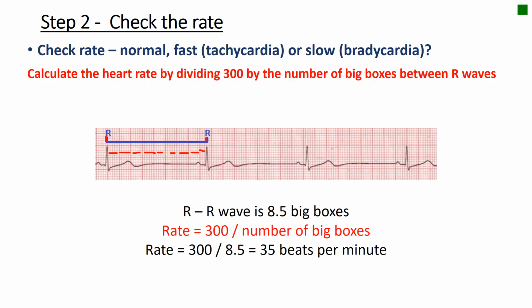So a simple calculation is to take the number 300 divided by the number of big boxes, assuming that the paper speed is 25 millimeters per second, and then that gives you the beats per minute, which in this calculation is 35 beats per minute. Now, as you're probably aware, anything below 60 beats per minute is what would determine bradycardia. So this is a patient in sinus bradycardia.